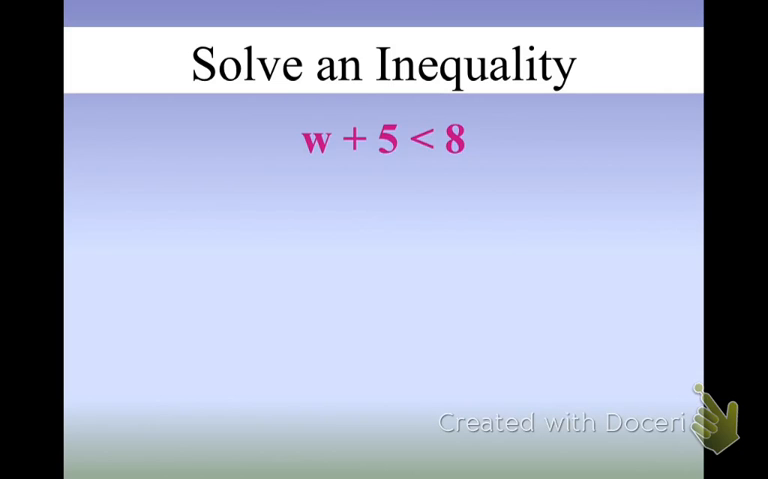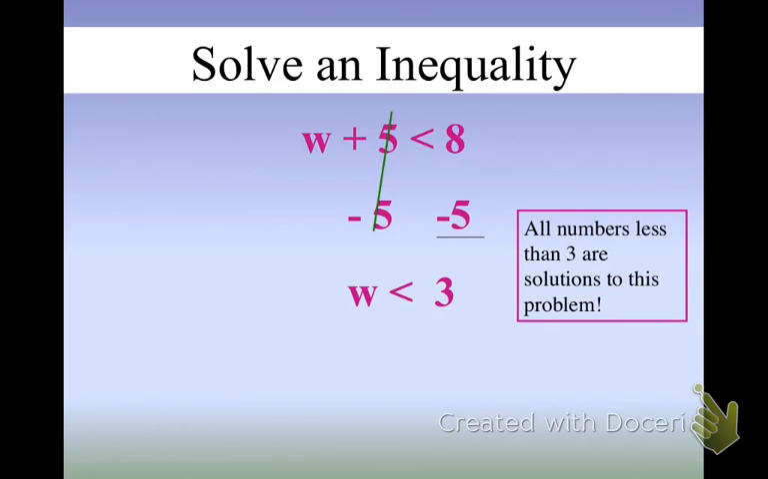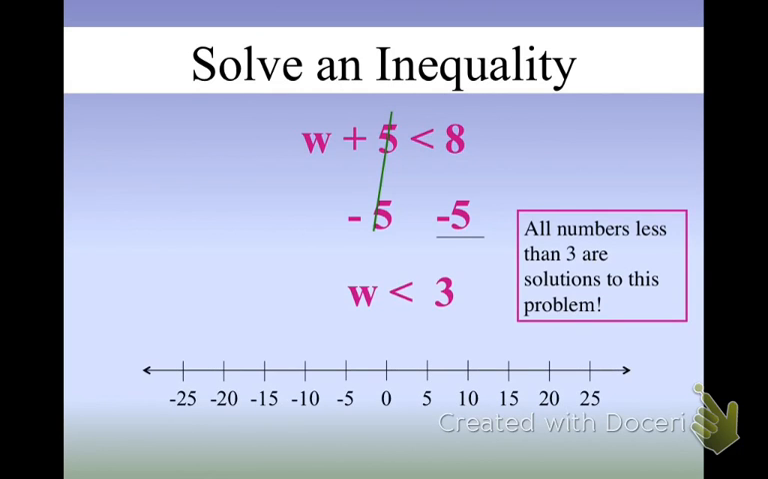And how do we undo adding 5? We subtract 5 on both sides, because that goes to 0. Keep the symbol. So W is less than 8 minus 5, which is 3. And then we want to graph it. So find 3 on the number line.